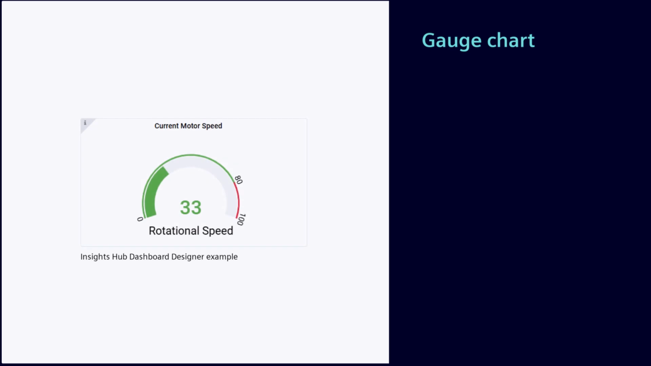A gauge chart is a type of chart that displays data on a radial scale in the form of a dial. The scale in a gauge chart is usually divided into segments to show the data in more detail. These segments can be color-coded to provide an immediate indication of whether the value shown is below or above the expected range or the standard range.